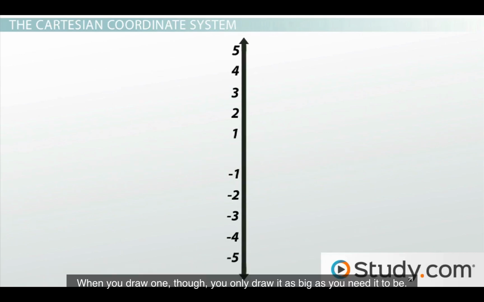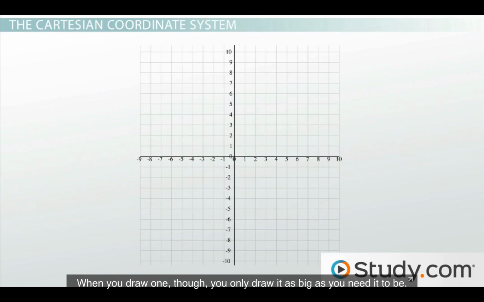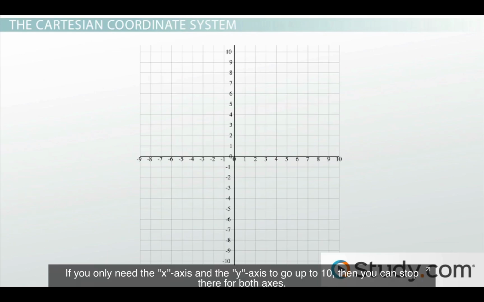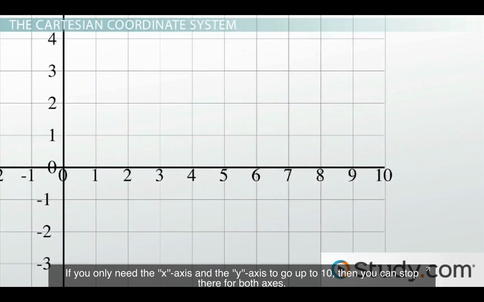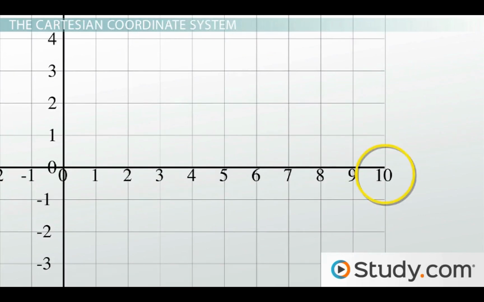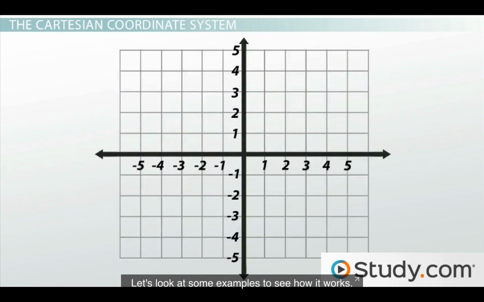When you draw one, though, you can only draw it as big as you need it to be. If you only need the x-axis and the y-axis to go up to 10, then you can stop there for both axes. Let's look at some examples to see how it works. Let's start with points.